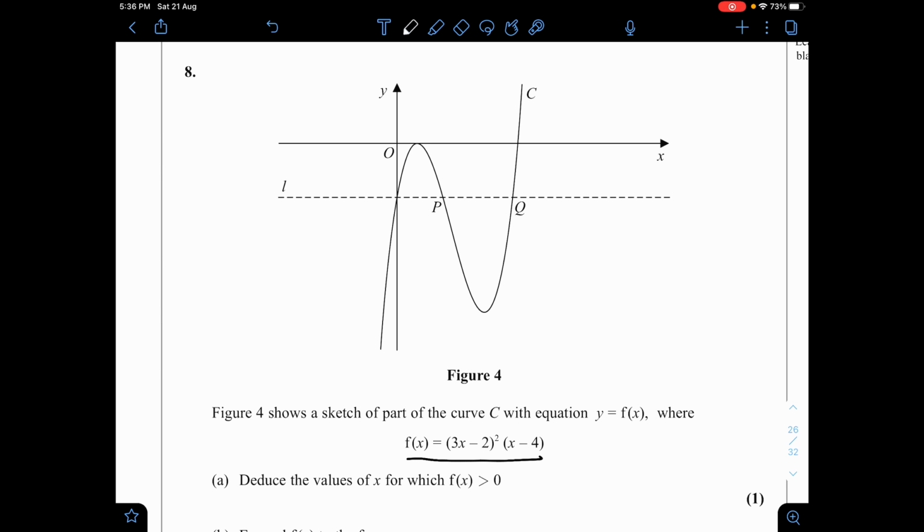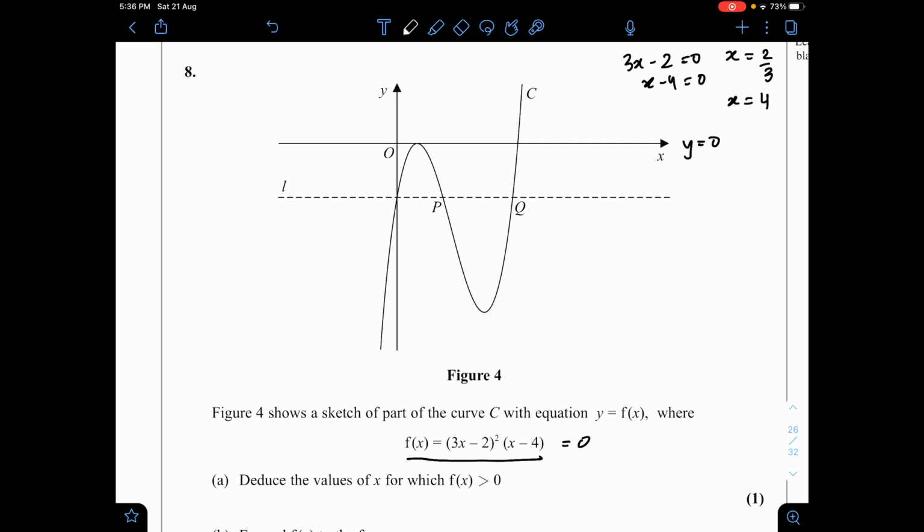So this is our y equals 0. This is 0, right? f of x equals 0. So what point is that that's greater than 0? So that's when this is equal to 0, right? So what are those values? So that's going to be either 3x minus 2 equals 0 or x minus 4 equals 0. So we can get x equals 2 over 3 or x equals 4.